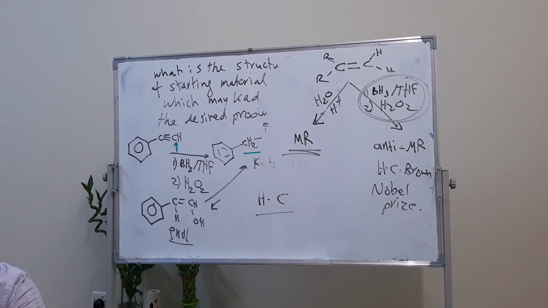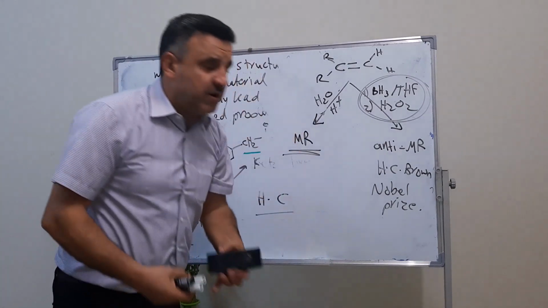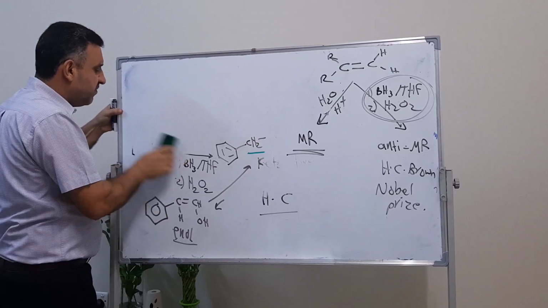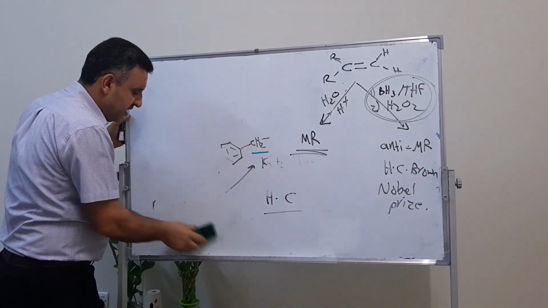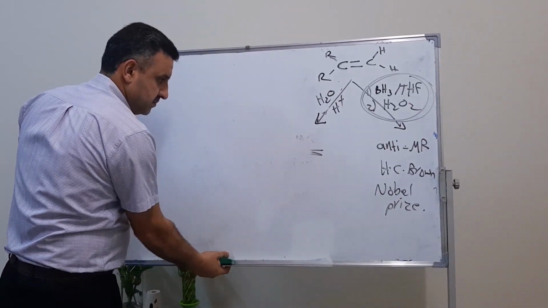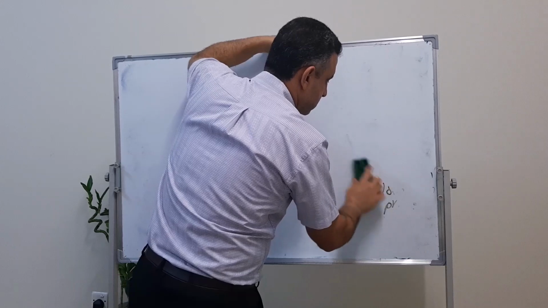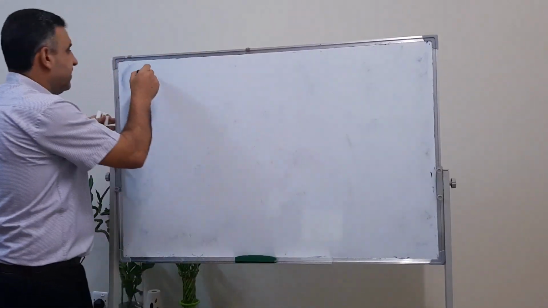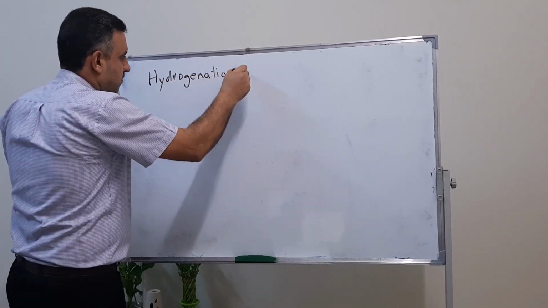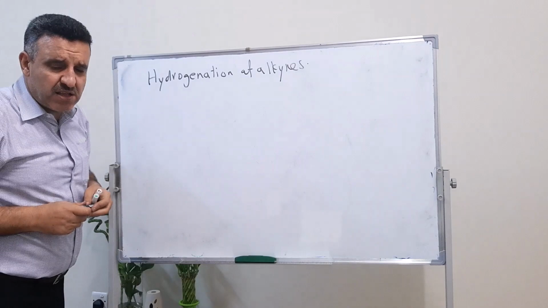Yes, sure. Now, anyway, the hydrogenation of alkynes is very simple and straightforward, but the only difference between hydrogenation of alkyne and hydrogenation of alkene is the number of moles of hydrogen needed to achieve hydrogenation. Do you follow me? Hydrogenation of alkynes. Now, hydrogenation depends on the number of hydrogens we are using.